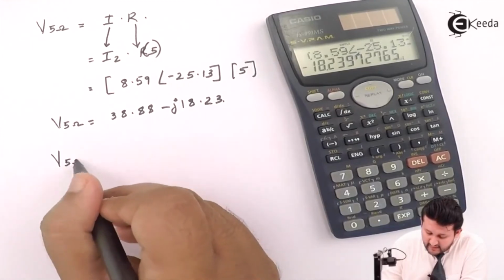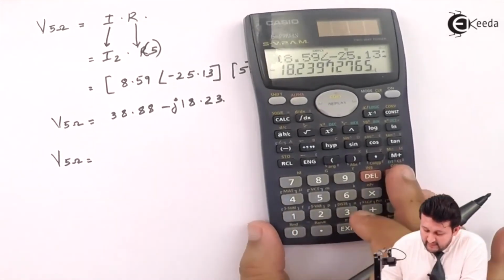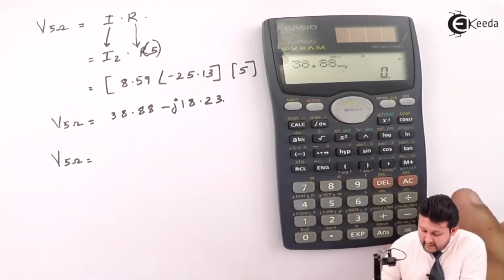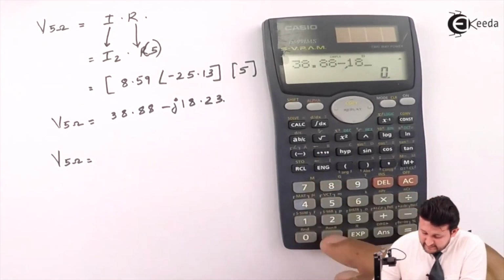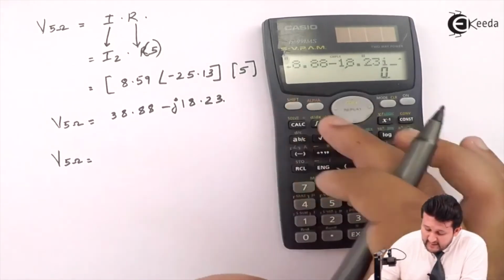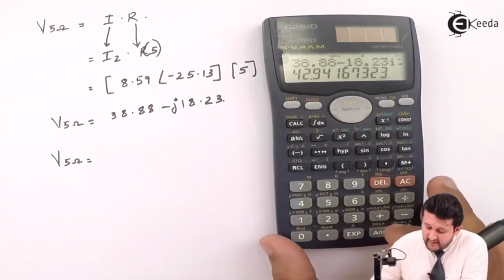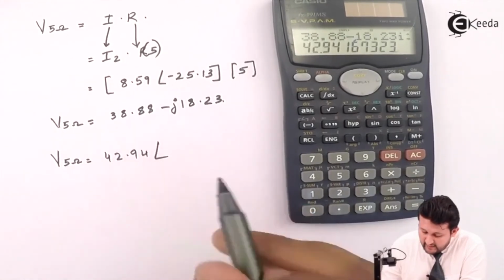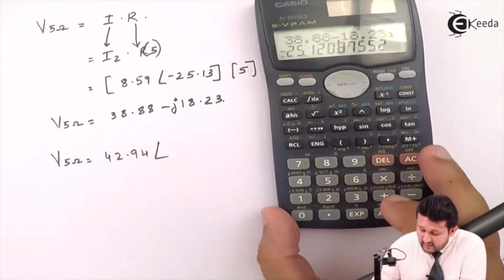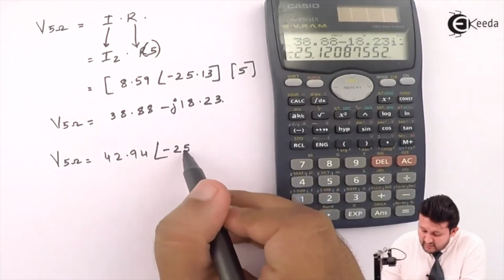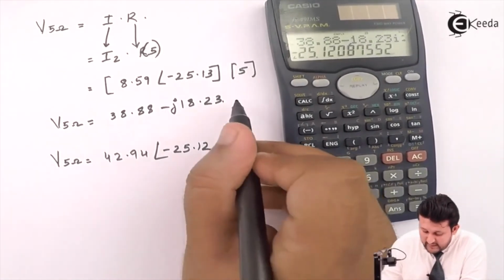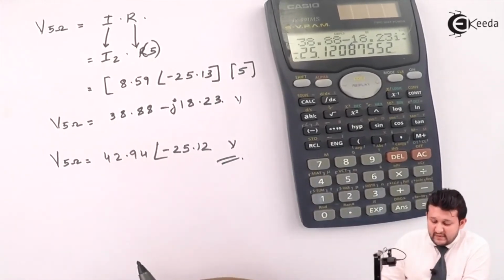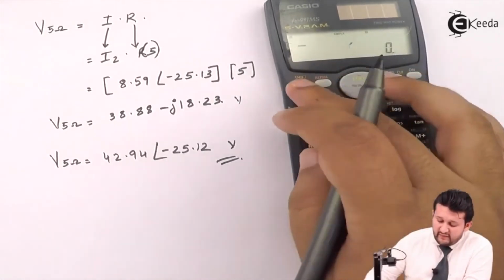If I need to convert into polar, we can convert this value into polar. So it will be 38.88 minus 18.23I, shift and plus sign. The value you get for R is 42.94. Angle, shift and equal to, which you got is minus 25.12 volts. So that's the value for the voltage across 5 ohms. That's what we wanted from this sum.